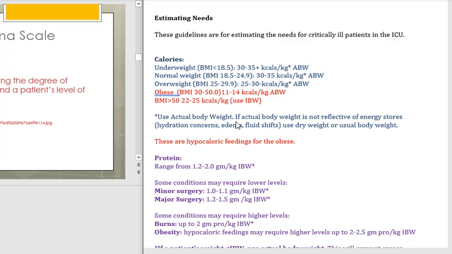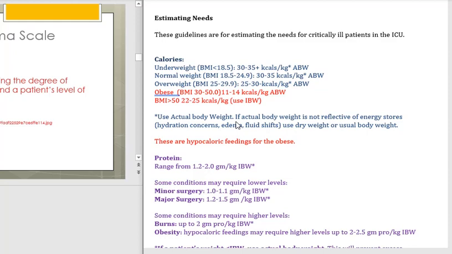So I just want you, as we go through this, it's going to be a little bit different from some of the other ways that we've estimated needs previously in the semester. So I just want to clarify and specify that these needs are specifically for critically ill patients within that ICU setting. Okay, so they're going to be just a little bit different.